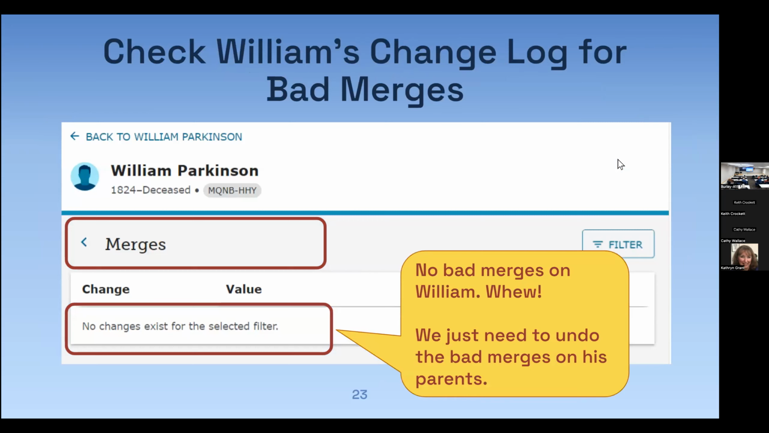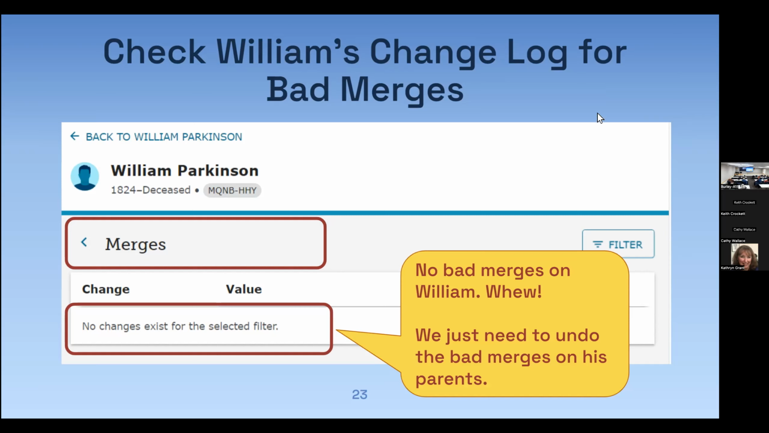So the first thing that I'll always do on this is remember we're focusing on William, but the bad merges on the parents impacted William. So first of all, we're checking William's change log. Are there any bad merges on him? Fortunately, there are not, which simplifies our repair efforts quite a bit.